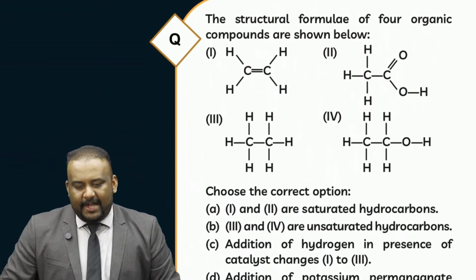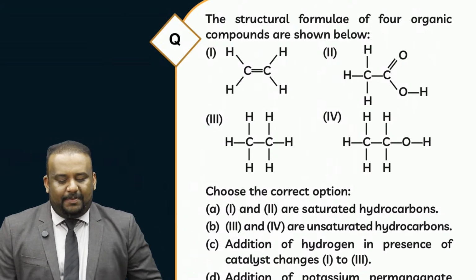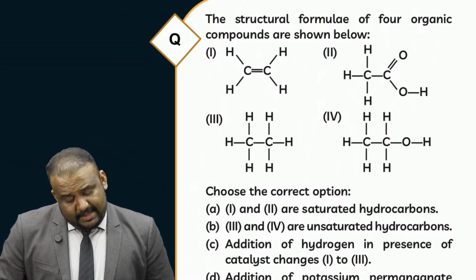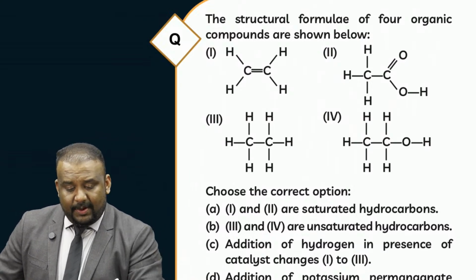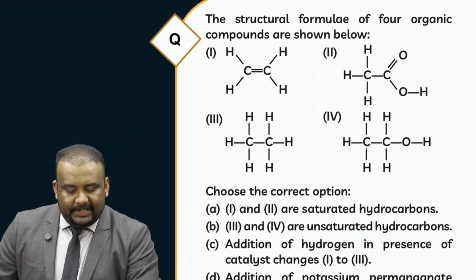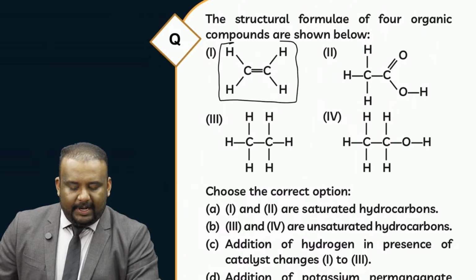The structural formula of 4 organic compounds are shown below. Choose the correct option. So they have given 4 statements there. Okay, let's try to identify each of them. That's our first task. Who is this, or what is this? The first compound. What is this compound?